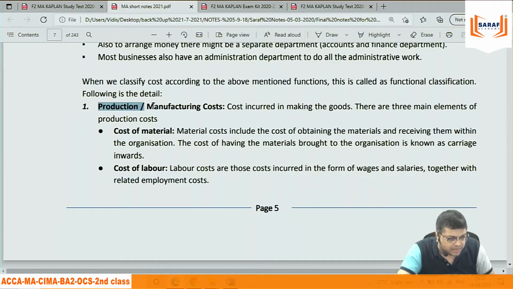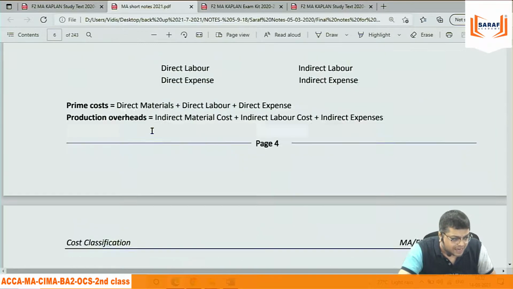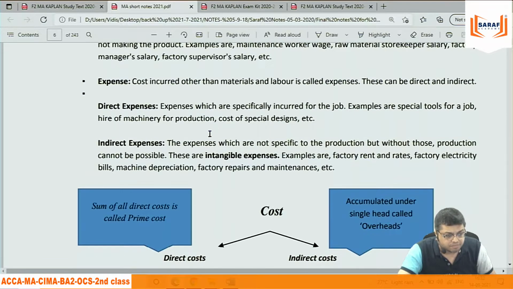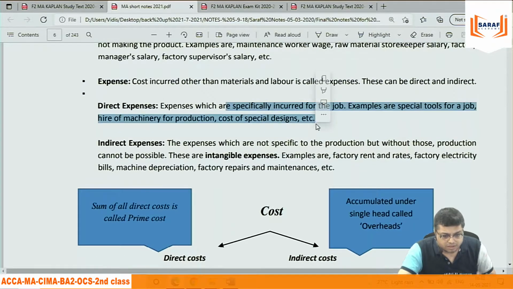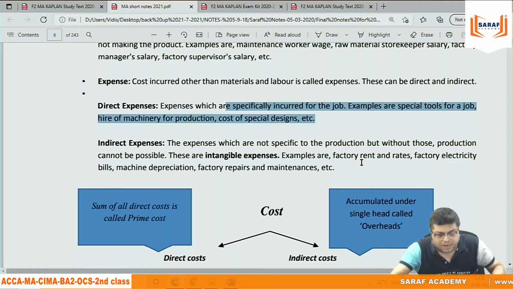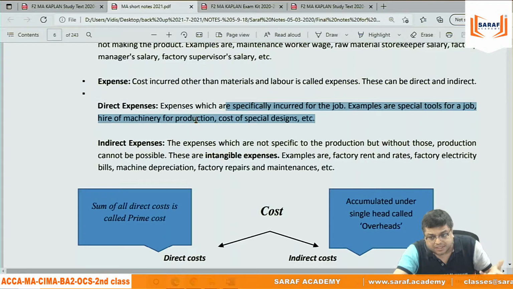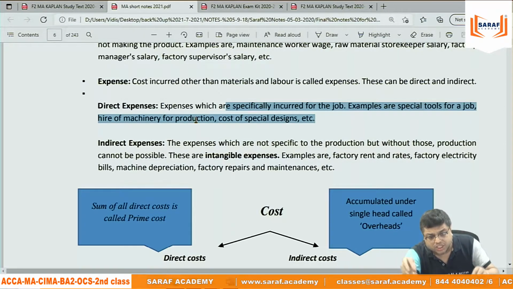But this is the heading production, which includes direct, indirect material, direct, indirect labor, direct, indirect expense. The breakup is defined here only. Nowhere is it said otherwise. The indirect expense is factory rent. It is production cost, but it is not related to any particular product in the factory, anything you are doing. It is not identifiable to anything. If it is identifiable for any specific thing, then it can be said to be direct. Suppose I say that I am taking a factory for teaching only ACCA.